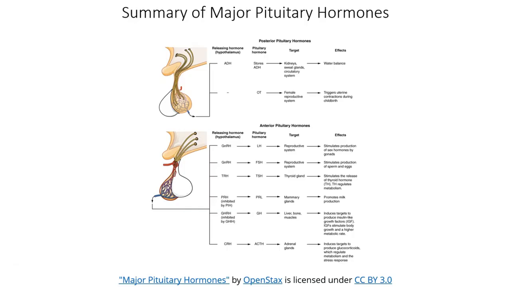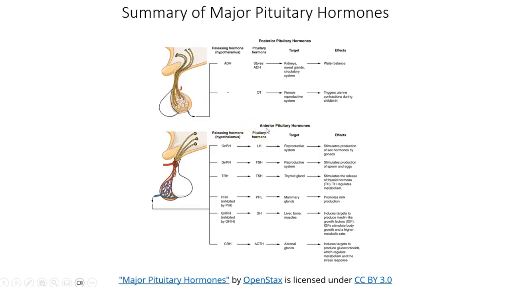All right, so here's our summary. So we are releasing hormones from the posterior pituitary. That ADH, antidiuretic hormone, is going to act on kidneys and sweat glands as well as the circulatory system, so blood vessels. This helps with water balance again. We are releasing that oxytocin to the reproductive system to trigger contractions, among other things. And so issues with those are obviously going to be problematic.